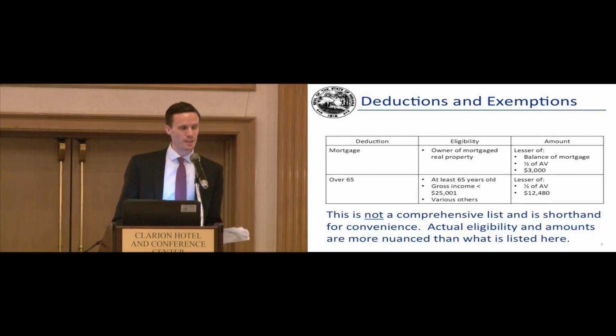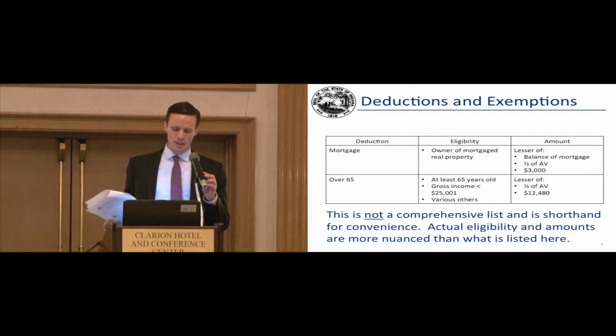Mortgage deduction is also another really common one. It's quite commonly just $3,000. There are a couple other amounts that it could theoretically be. And then we have the over 65 deduction available to older taxpayers who live within the county.